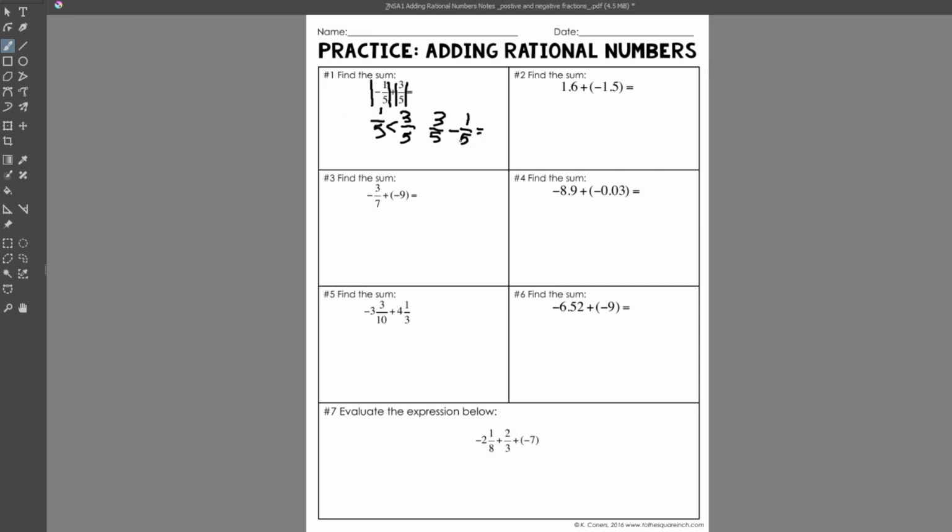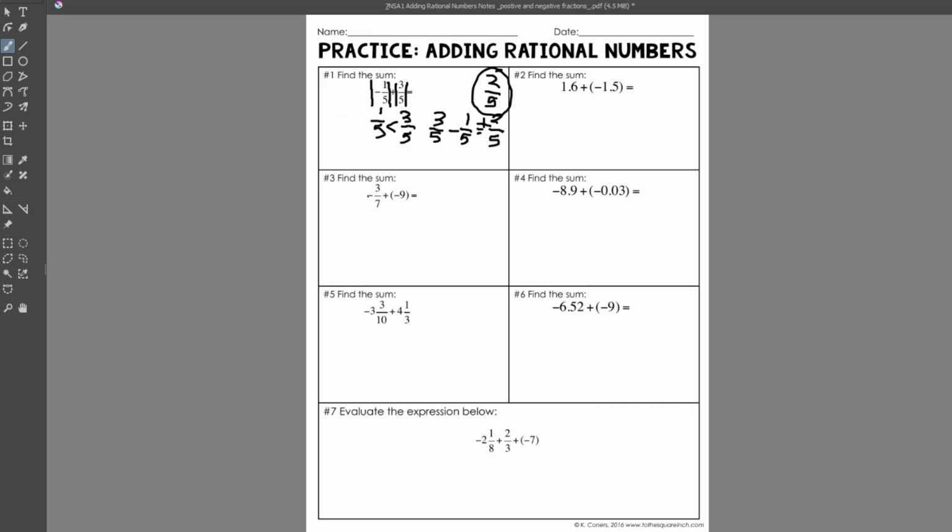Since the denominators are the same, we can just subtract the numerators. So 3 minus 1 is 2 over a denominator of 5. Now you might be wondering, what sign should my answer have? Should it be positive or negative? Well, if you go back to the beginning and look at these two addends, the one that had the greater absolute value is a positive number. That means the positive overtakes the negative. So the positive has more power over the negative. So our final answer will be a positive 2/5, or more simply, just 2/5.